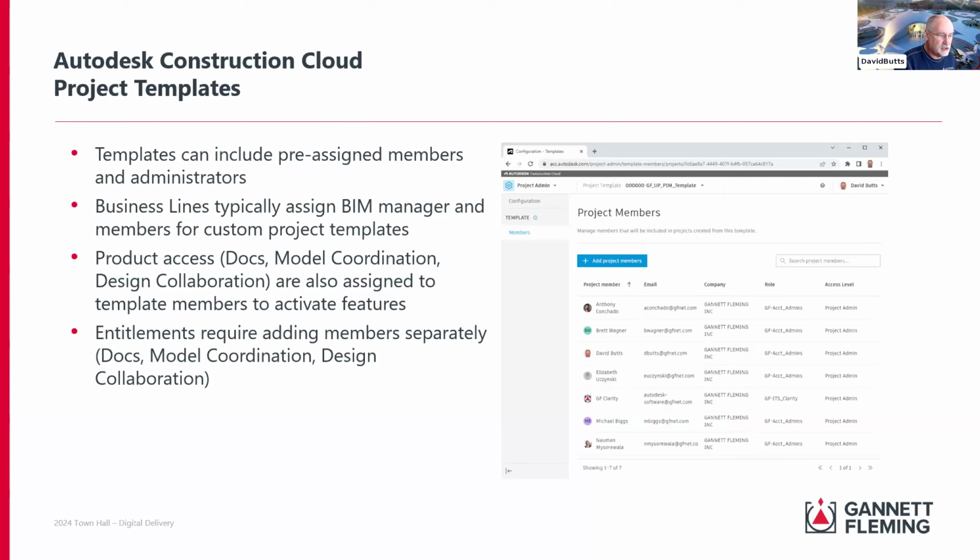The other entitlements, you have to do these separately, once the project is created. So after the project gets created, I can say, okay, I need to add model coordination and design collaboration to a user after they're there. But the fact that they're already in your project template, it just saves you a step. So it's all about saving time. It's all about saving steps so that I can focus more on my design itself than I am on managing the files that I'm actually working.